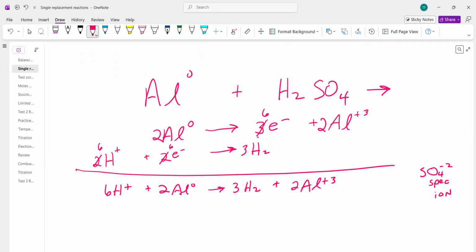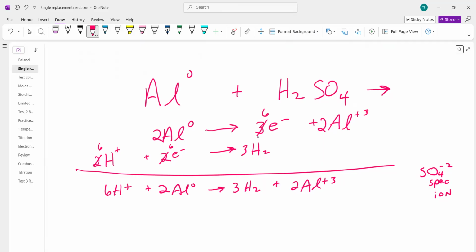Now, in both single and double replacement reactions, you're going to have spectator ions. Whenever we have a salt, we have a cation and an anion, positive and negative. One of them will participate in the reaction, the other will just tag along. The one that tags along is a spectator. Why is that a negative two?